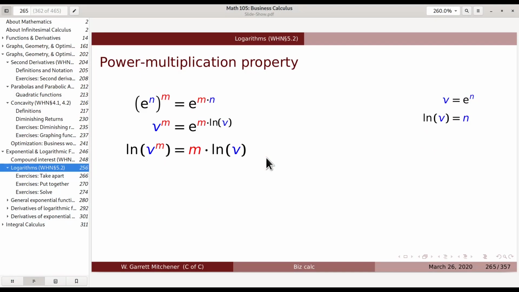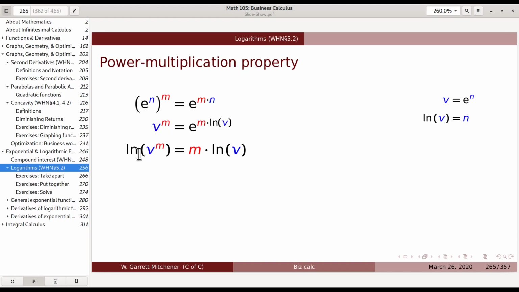Finally, we get to the power multiplication property. So for this, I'm going to start with e to the n as a group to the power m, and simplify that using rules of exponents to get e to the m times n. This time I'm only going to replace part of the equation. I'm going to let v be e to the n, so ln of v equals n. I'm going to replace e to the n here with this v, and then I'm going to replace this n with ln of v.